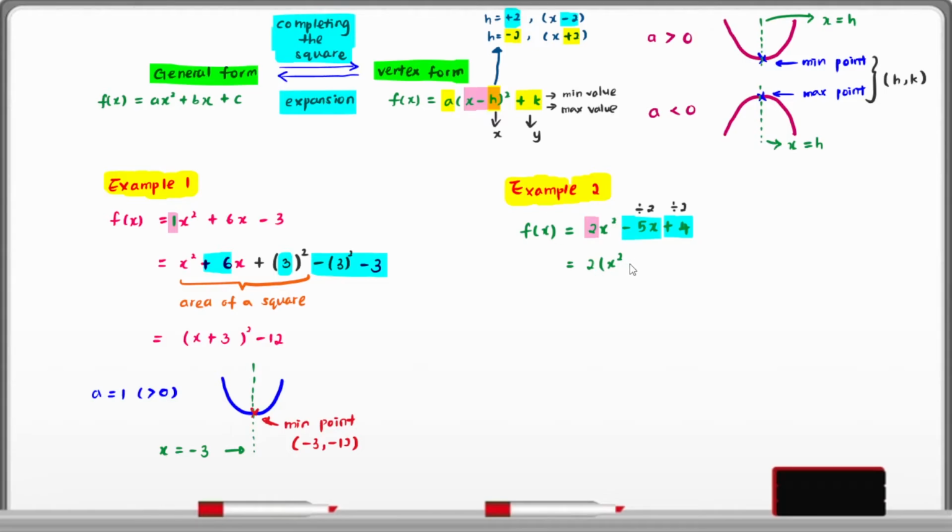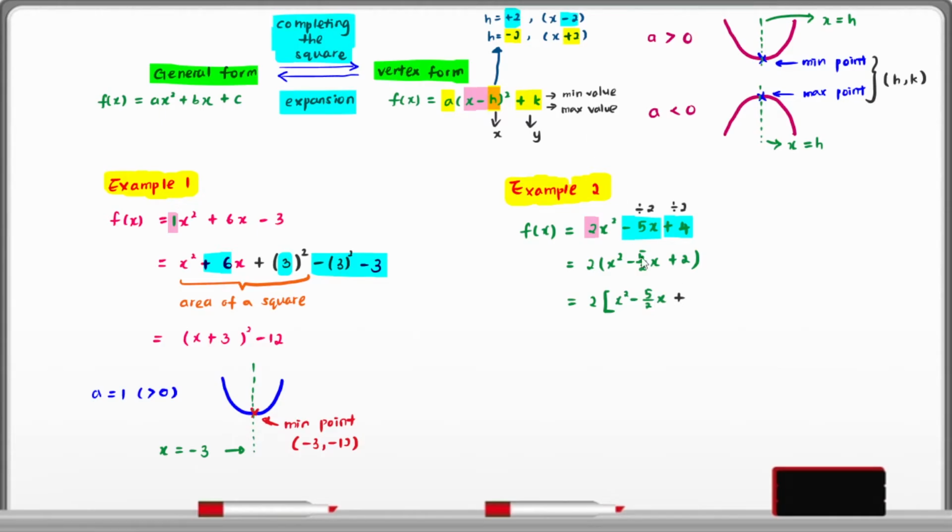So next here, you're going to have -5 over 2x. And when +4 divided by 2, you're going to have a +2 here. Next, we're going to do the completing the square method. So here we're just going to copy the ax squared and the bx part. Next, we're going to add in a number as the new value of c. So this part will become the area of the square.